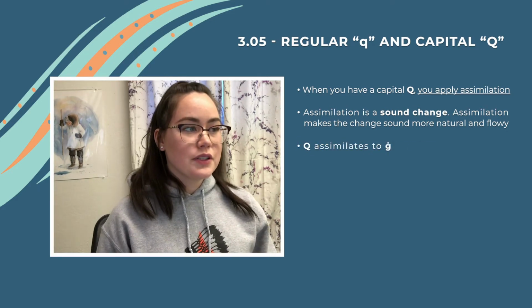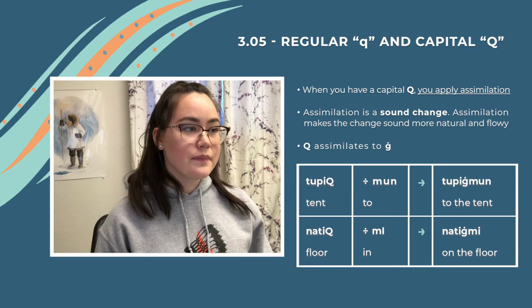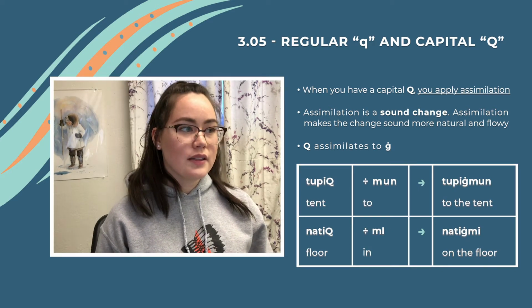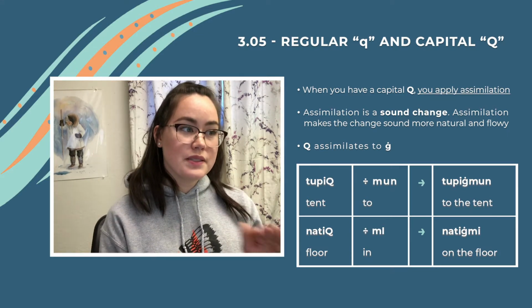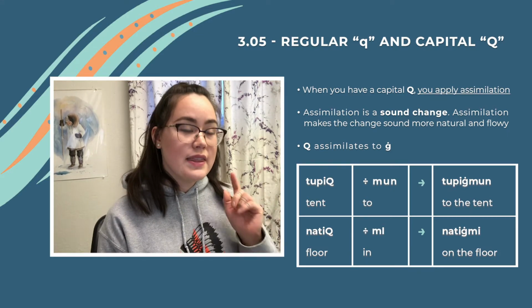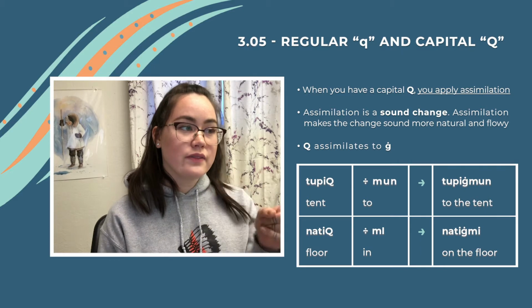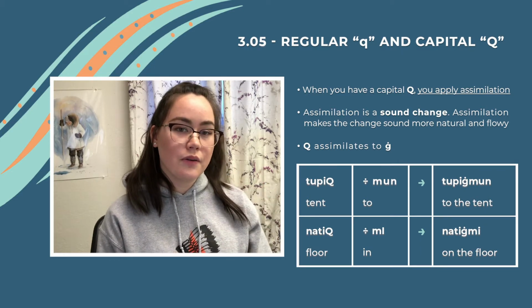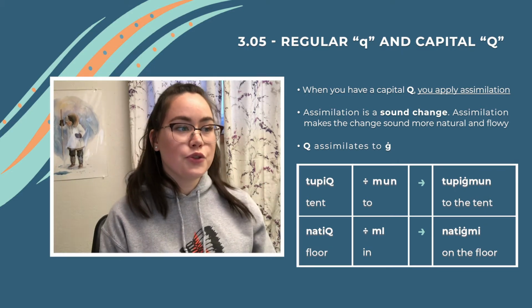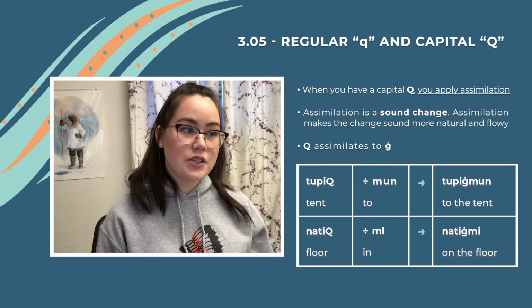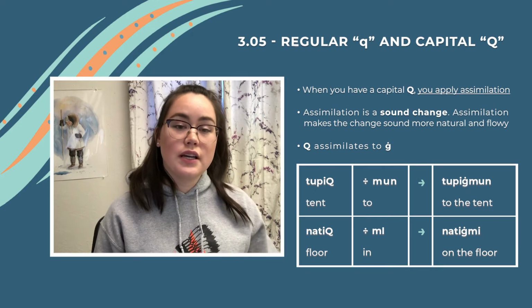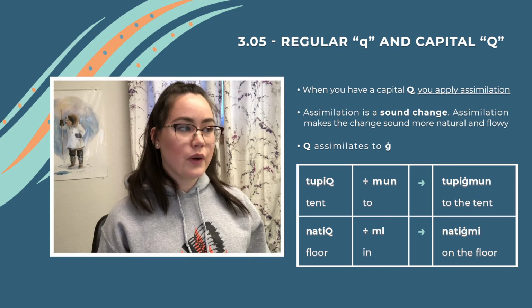So for example, tubiq has a capital Q. When you want to add tubiq with the capital Q plus mun, that specific mun with the division sign, that division sign will tell you you have to assimilate that Q. So it would be tupirmun. Natiq with the capital Q plus mi. We assimilate the Q to a G with a dot and it changes to natirmi, on the floor.